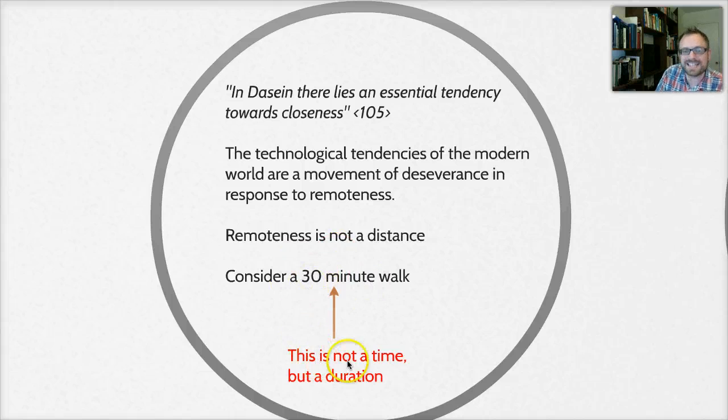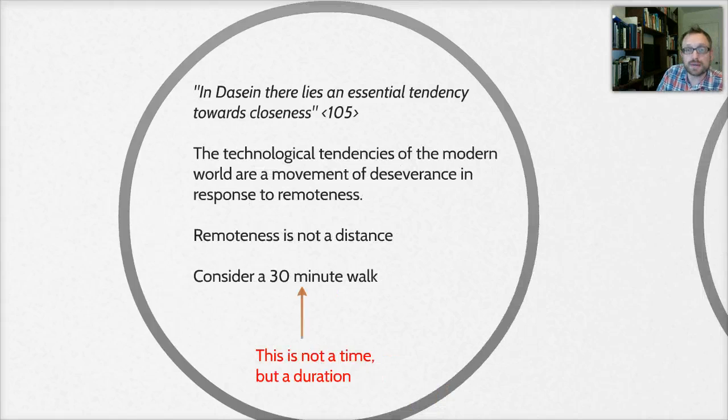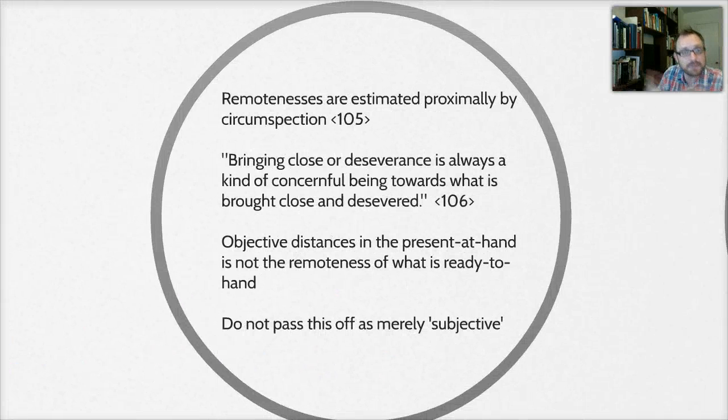30 minutes is not a time, it's a duration, right? It's a duration in which the distance gap closes. So remoteness is estimated proximately by circumspection. I recognize how remote something is, ultimately by my circumspection.